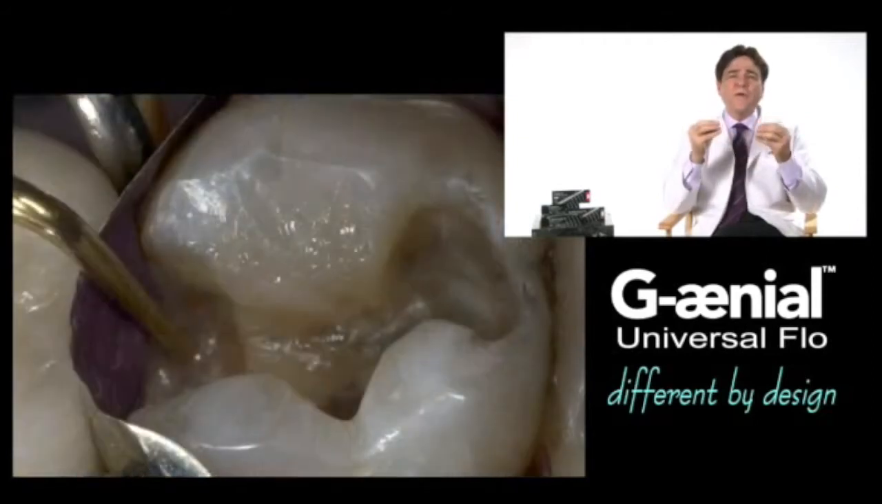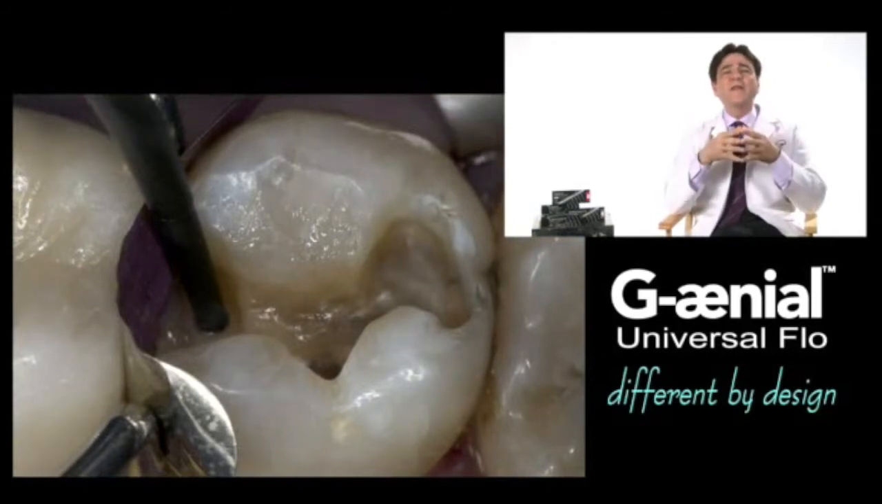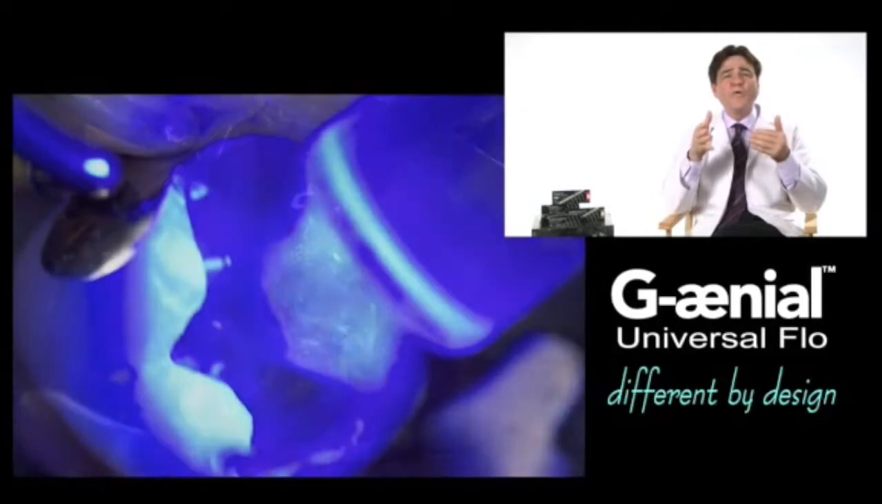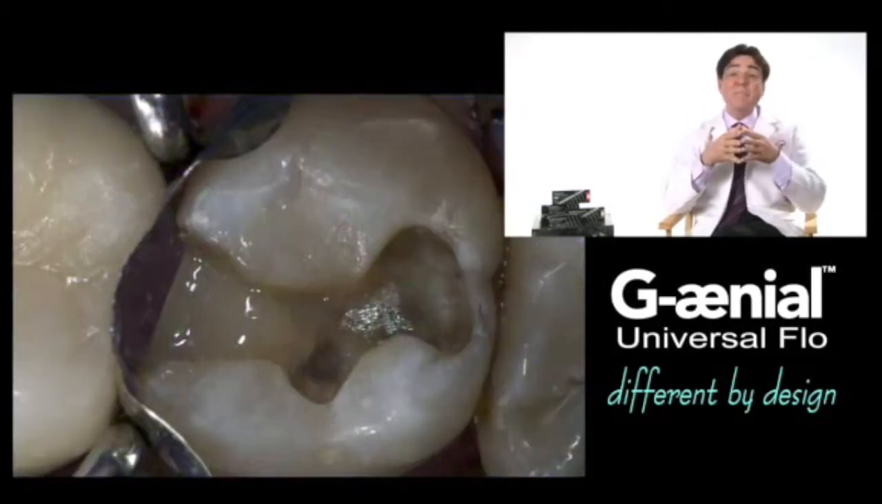Also, the flowable materials may enhance the wetting capacity of the restoration, resulting in a more complete interfacial internal adaptation, reducing void formations, which can contribute to a weakened surface and microleakage.